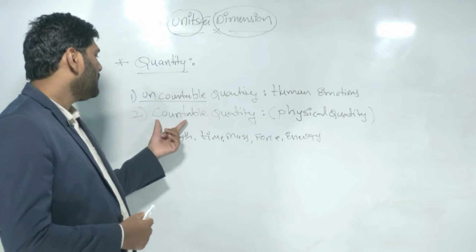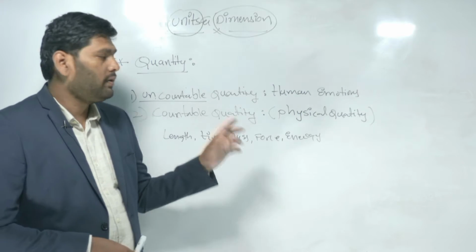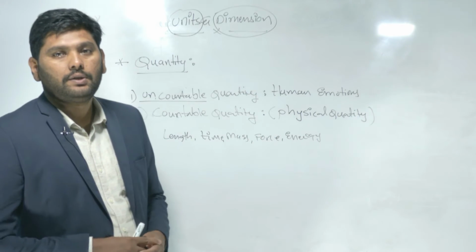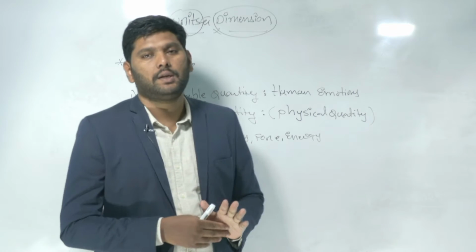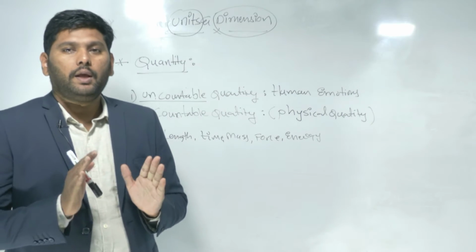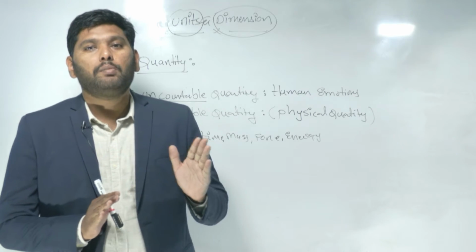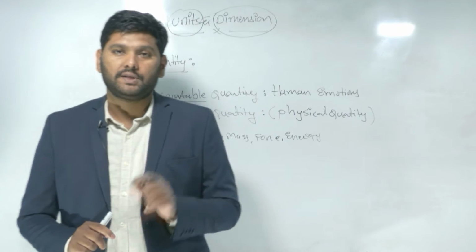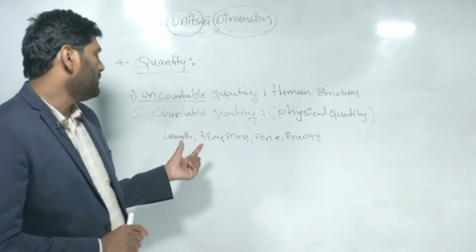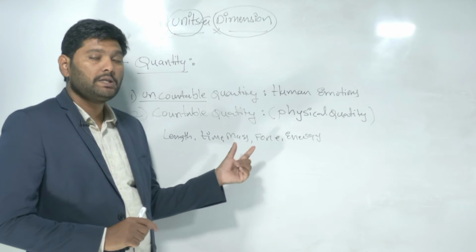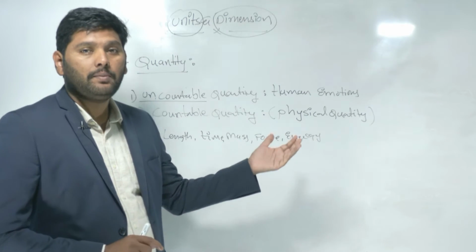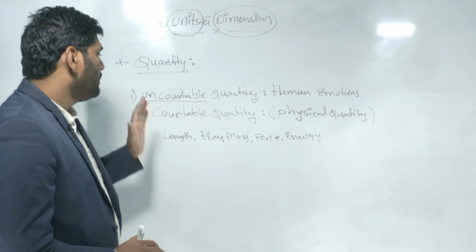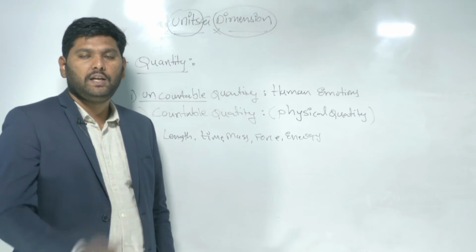And coming to the countable quantity, the countable quantity is also known as physical quantity. So how can you define this countable quantity? Any quantity which can be measured is known as countable quantity or physical quantity. Examples are length, time, mass, force, energy, momentum, and so on. These are examples of countable quantity. I hope it is clear for you.